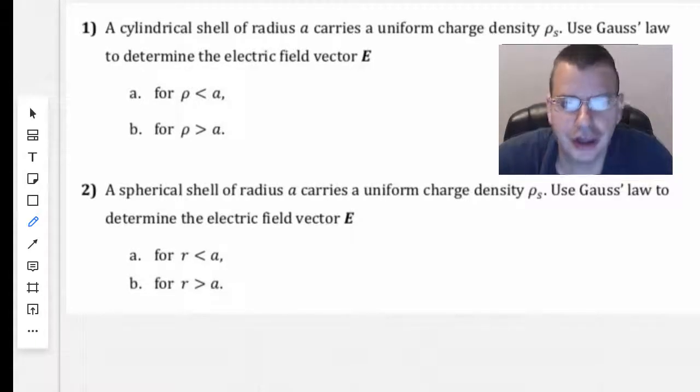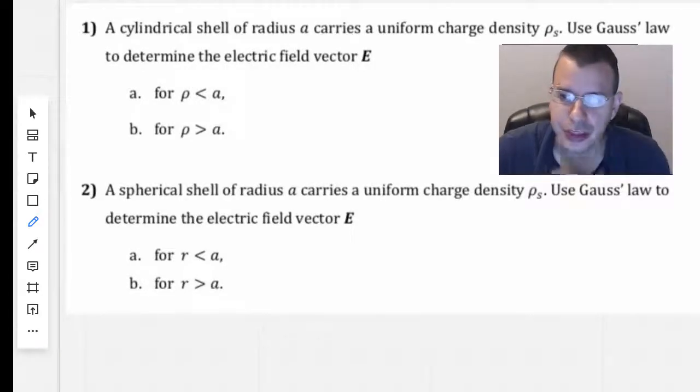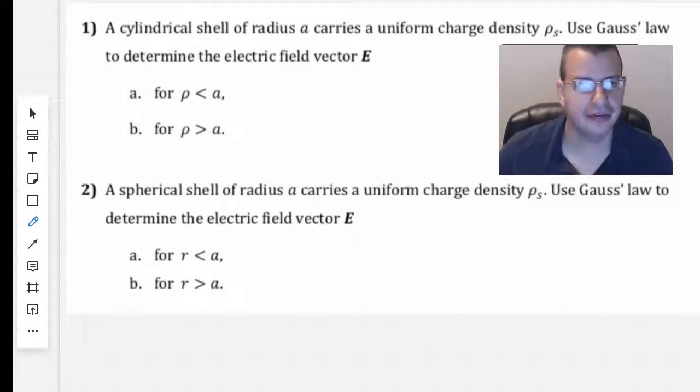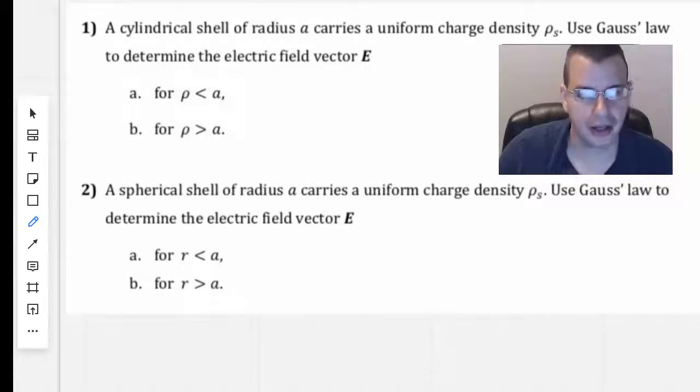A cylindrical shell of radius a carries a uniform charge density rho. Use Gauss's law to determine the electric field vector E. Okay, so we got this.